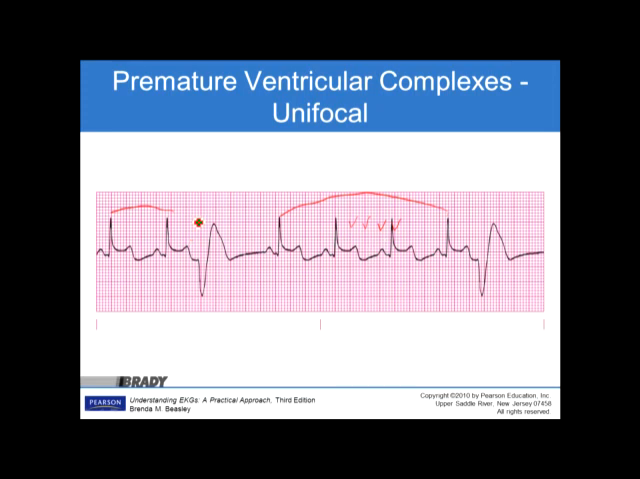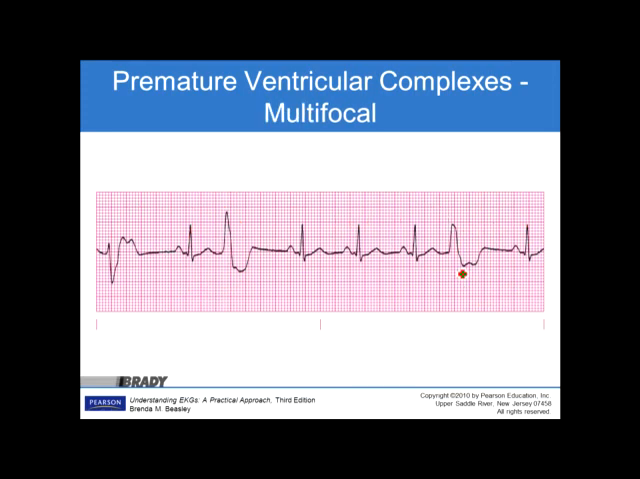This person is having unifocal PVCs, and what that means is they're coming from one location. So this one here and this one here look very similar, or they look like they at least came from the same real estate. Sinus rhythm with unifocal PVCs. This here is a sinus rhythm with multifocal PVCs, and let's map it out.